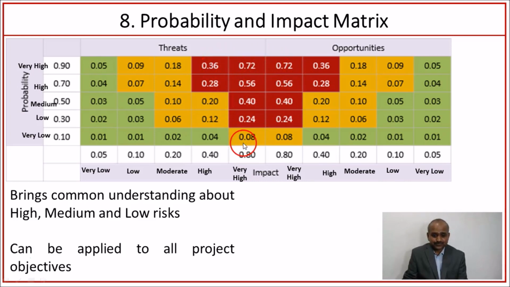Similarly, if the risk score falls under this amber zone, we call them medium risks. If the risk score falls under the green zone, we call them low risks. So we are establishing a common terminology for high risks, medium risks and low risks using the template called the probability and impact matrix. This probability and impact matrix is suggested by the risk management plan.